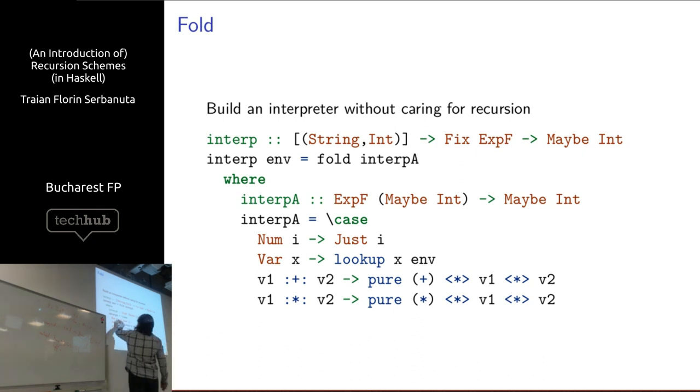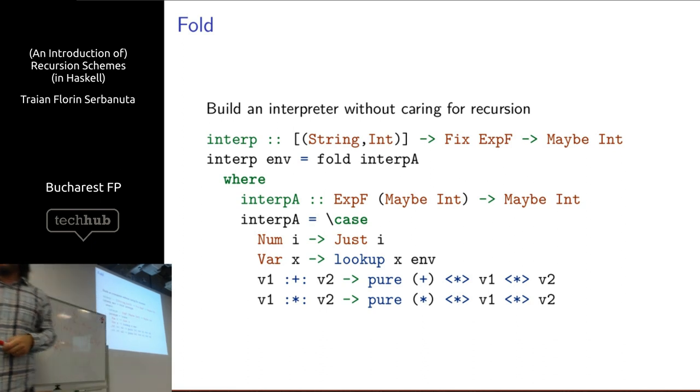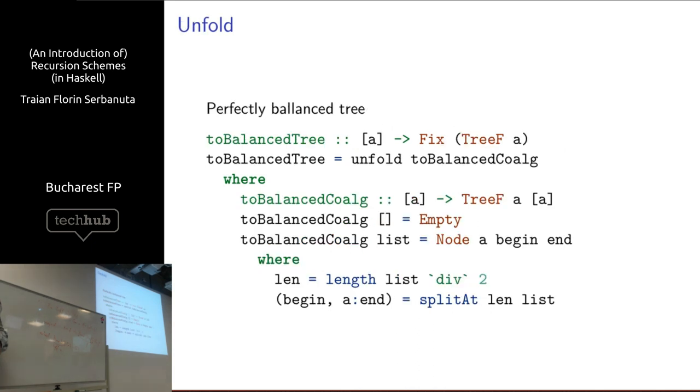If I have a number, it's just that integer. If I have a variable, I look it up in the environment, and this gives me a Maybe Integer. And then for the operations, basically I lift the operations to Maybe, and I apply them on the particular values. Okay, and you see no recursion here. It's just saying this is how I interpret it over Maybe Integers, and I'll get the overall interpretation of terms into that for free.